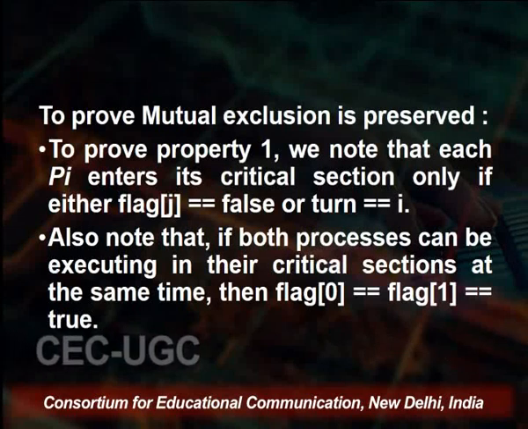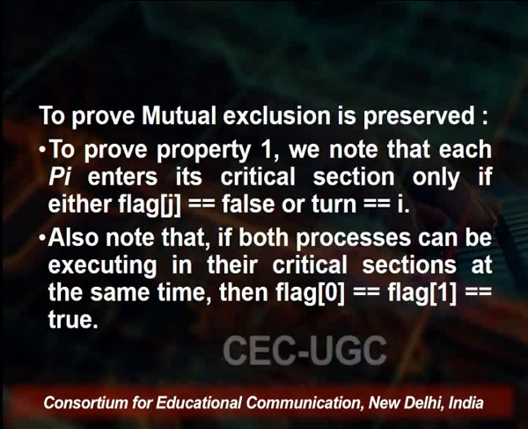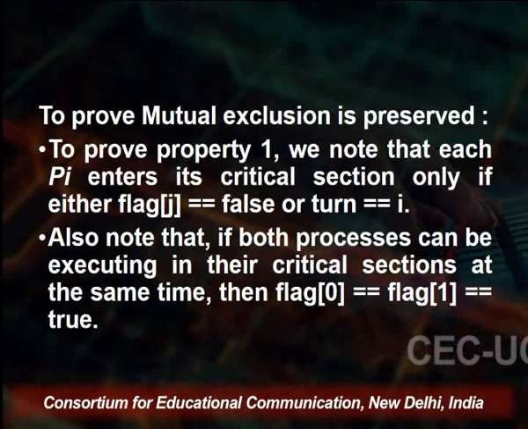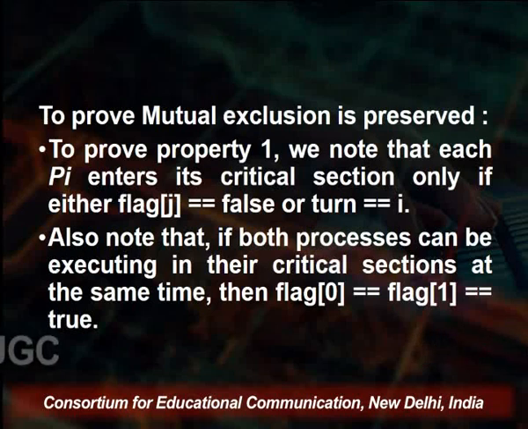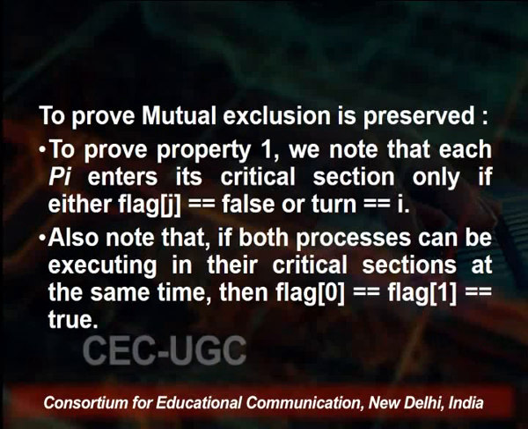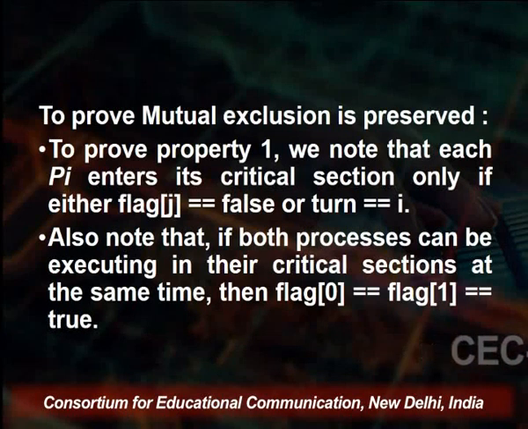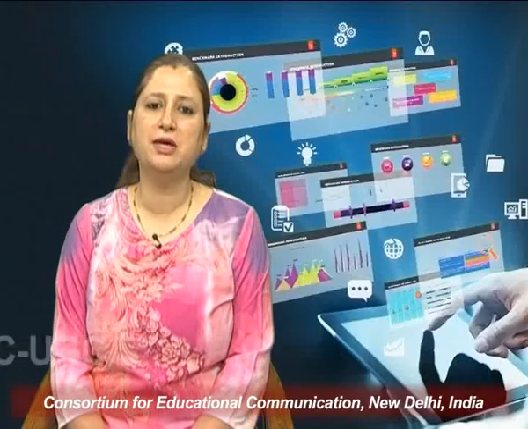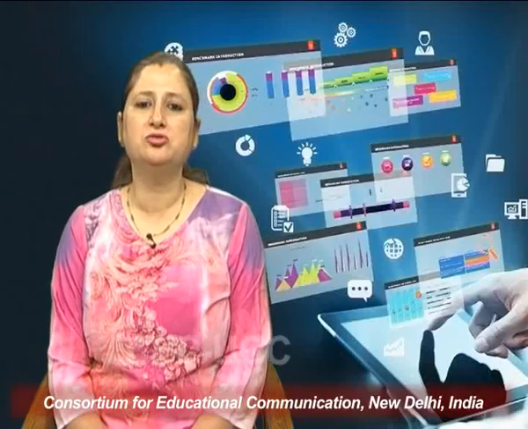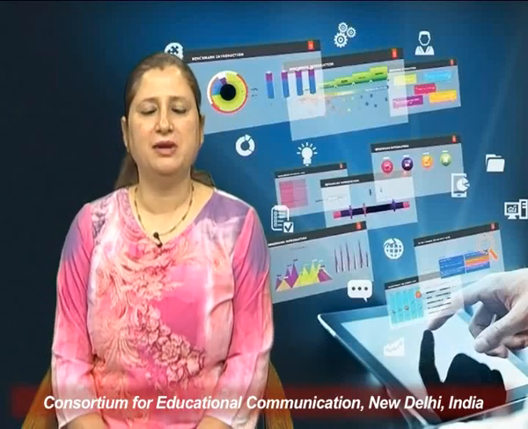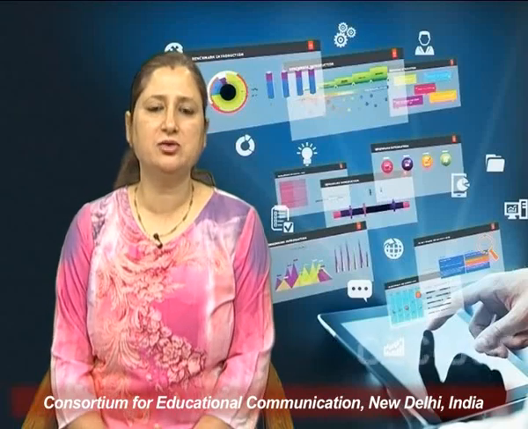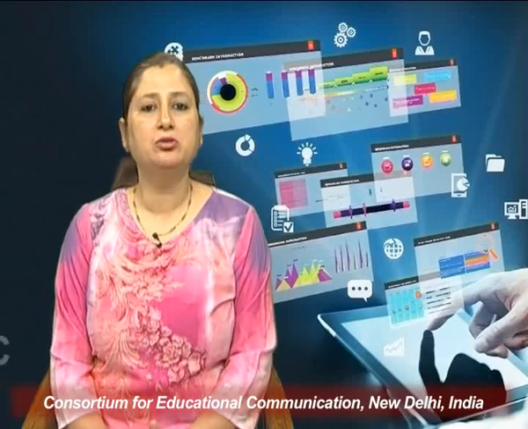Now we note that if both processes could be executing in their critical sections at the same time, then flag of 0, that is Pi, and flag of 1 are both equal to true, that is, both are ready to go into their critical section. So these two observations imply that P0 and P1, or whatever Pi and Pj, could not have successfully executed their while statements at about the same time.